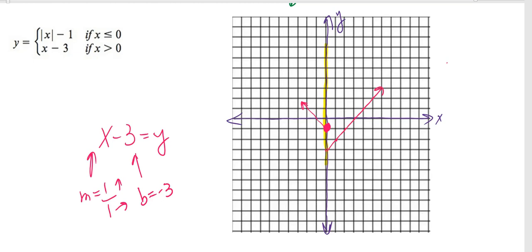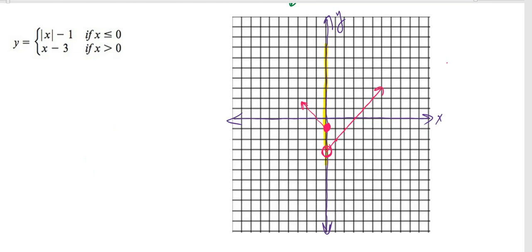Now, I have to be very aware of what happens at 0. When x is equal to 0, we want to make sure it uses the left function. So when x is equal to 0, we want to make sure we put a big open circle here because we don't want to use the right function. We want to use the absolute value of x minus 1. Let's look at our next problem.